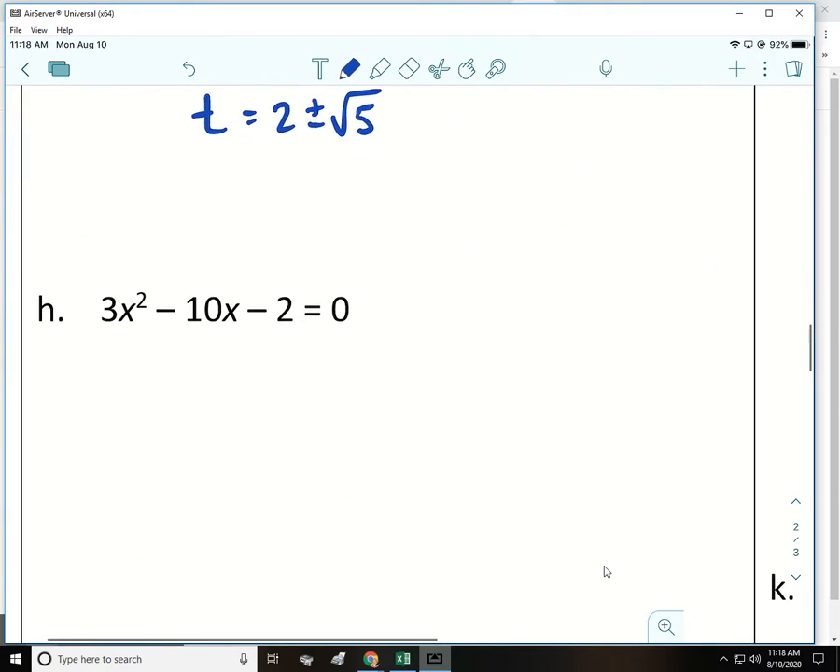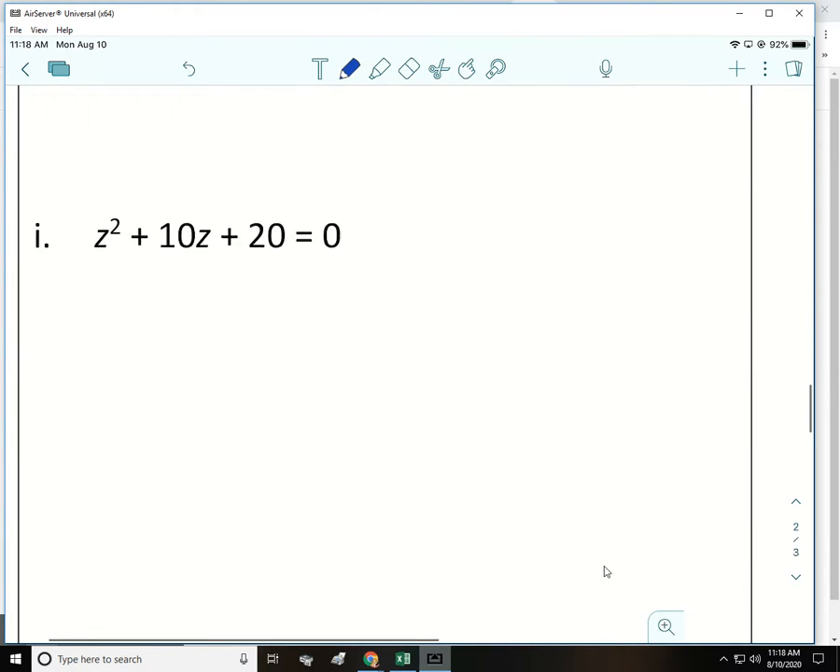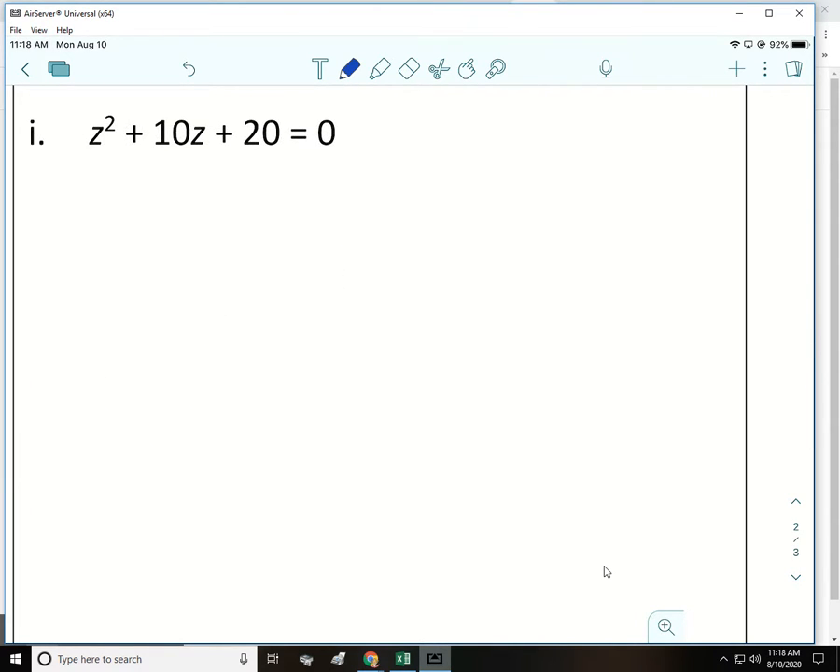Okay, we're going to skip H for now, because H is kind of a mess. But I want you guys to try I on your own. So the same steps we just did, try to solve that one by completing the square.